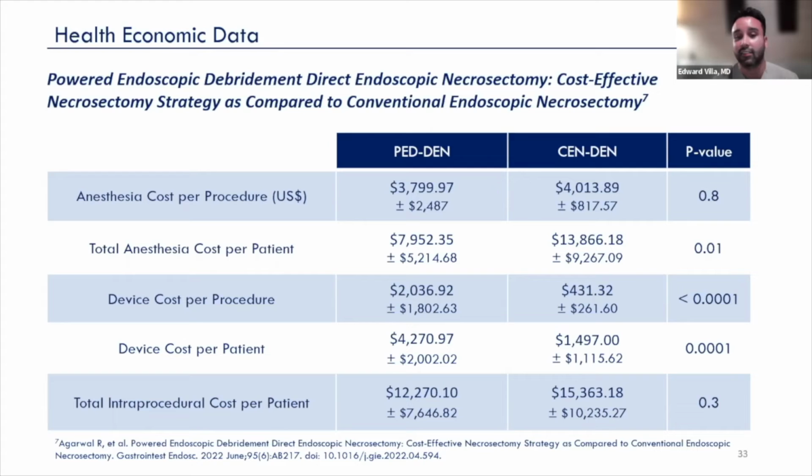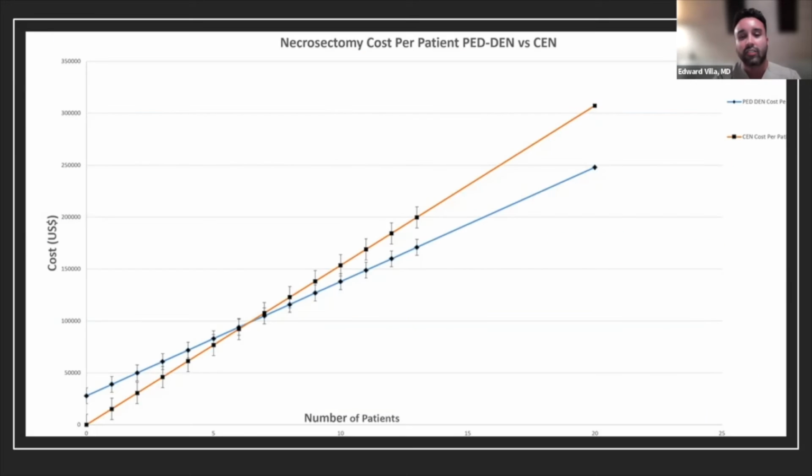But next slide, please. When you extrapolate those costs per patient over the long term and over several patients, you start to see where the EndoRotor really does become cost effective when it comes to the intraprocedural costs. So the upfront capital purchase obviously sets that blue bar, which is the EndoRotor curve, a little bit higher to start than the conventional necrosectomy group. But you start to see at patient number 7 that curve favor the EndoRotor. And at patient 11, you start to see a statistically significant difference in the cost.